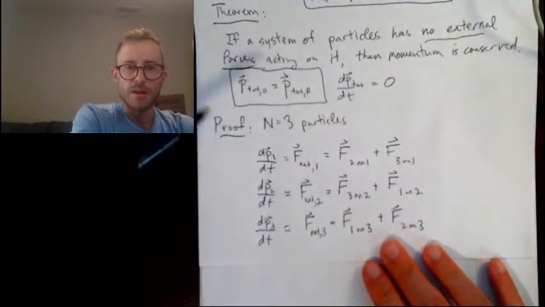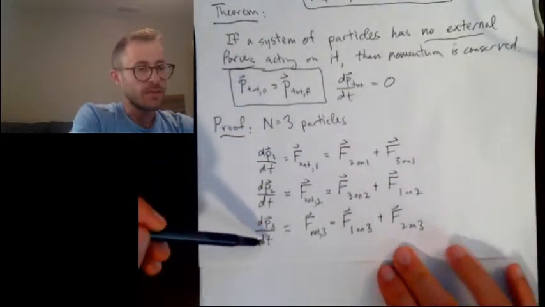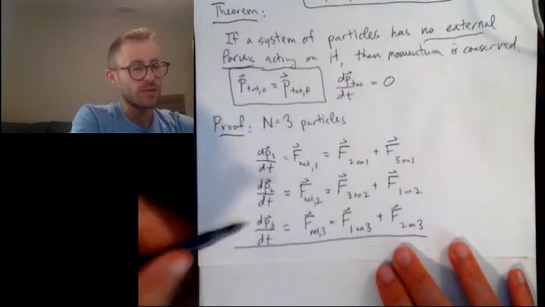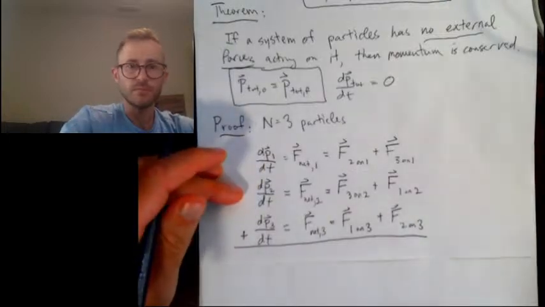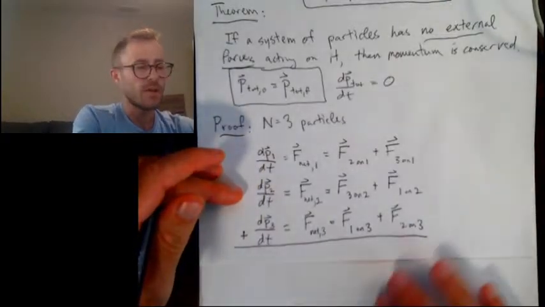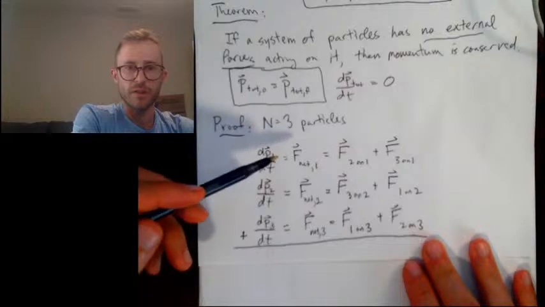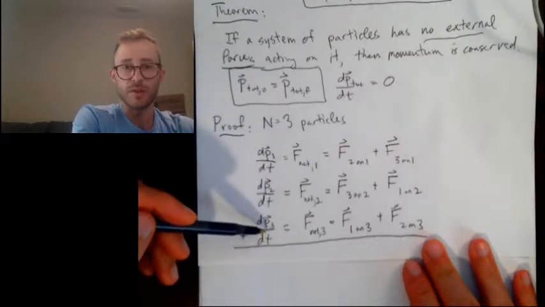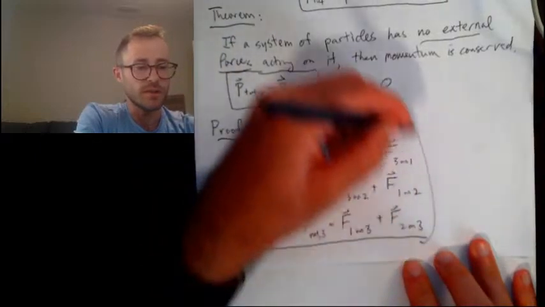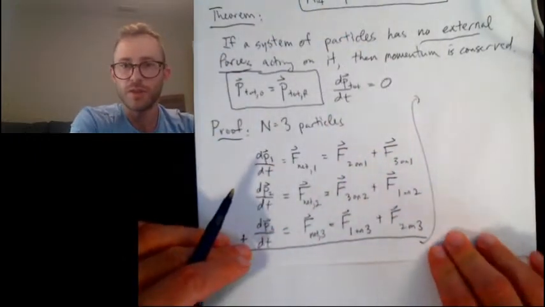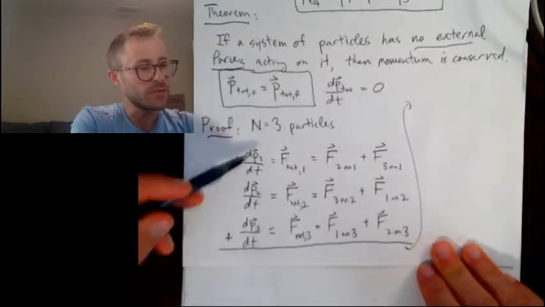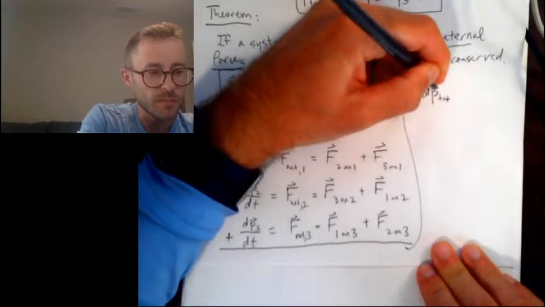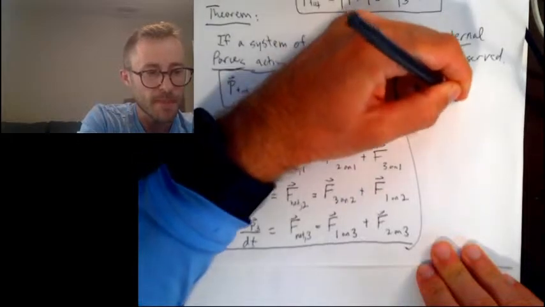So now what we're going to do is take these three equations and add them all together. If we add them all together, on the left-hand side we get the derivative of the first plus the second plus the third. I'm going to write the answer up here just so I don't go to the other page. So on the left-hand side we're going to have the derivative of the total momentum with respect to time.